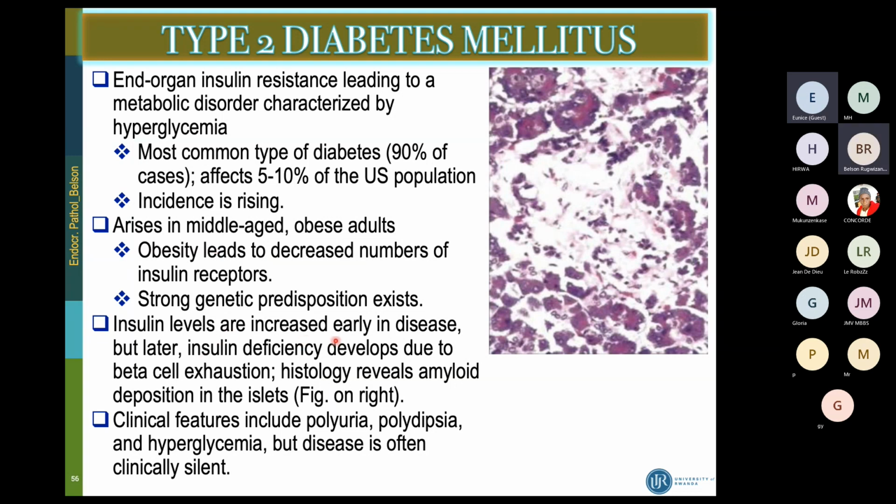So insulin levels are increased early in the disease, but later insulin deficiency develops due to beta cell exhaustion. Histology reveals amyloid deposition in the islet.